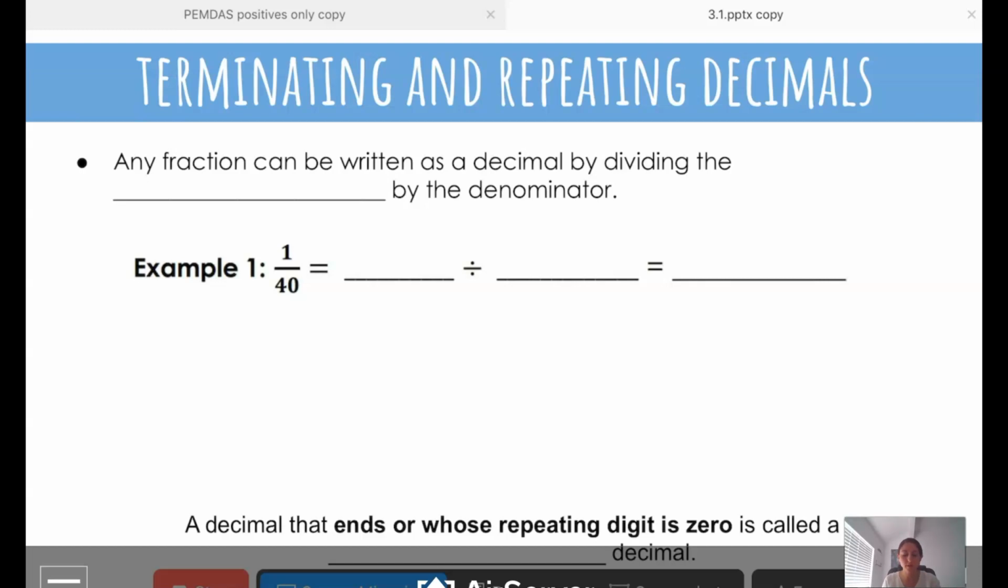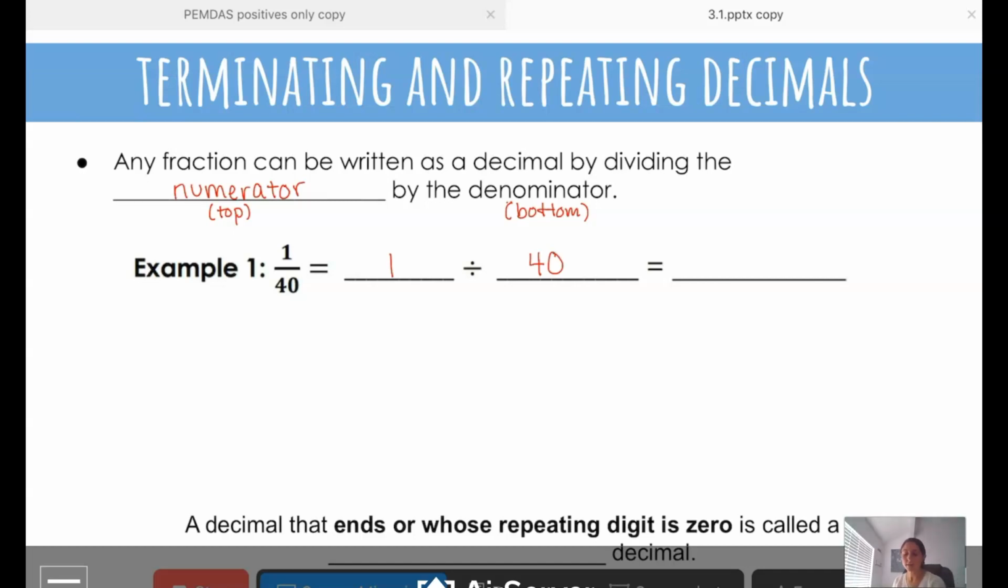So first we're going to take a look at how we convert a fraction to a terminating or repeating decimal. Any fraction can be written as a decimal by dividing the numerator by the denominator. So remember, numerator is the top number and denominator is the bottom. So in our example, we have 1 over 40, or 1/40. So we can make that fraction, which is a rational number, into a decimal by taking the numerator 1 and dividing it by the denominator 40. So 1 divided by 40.